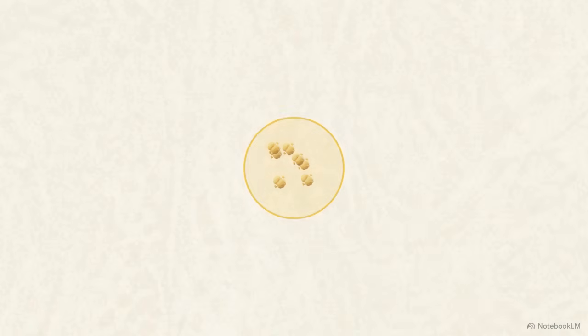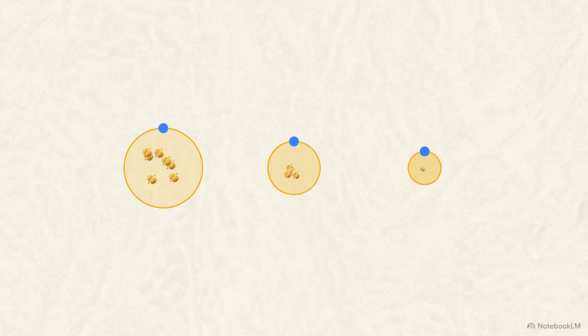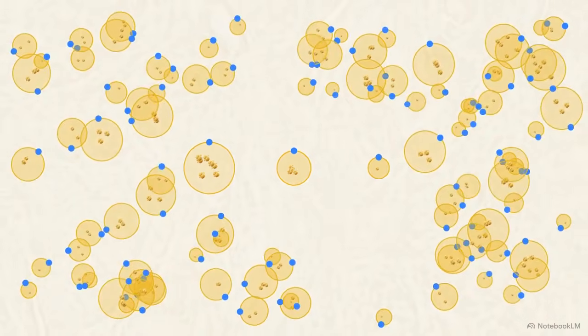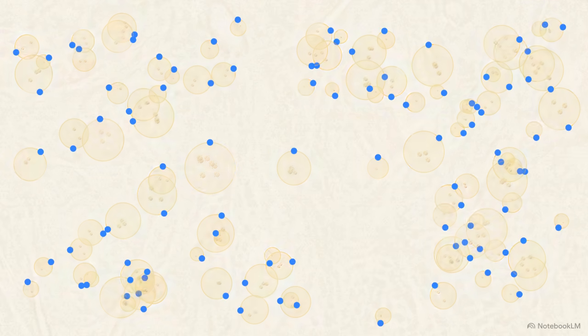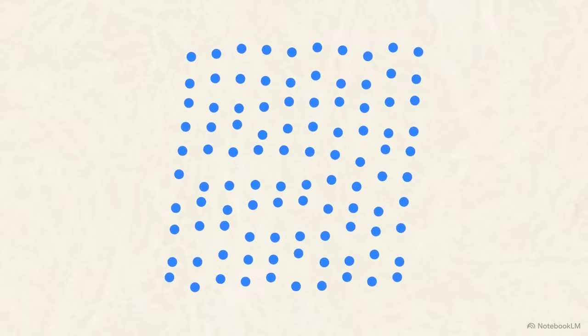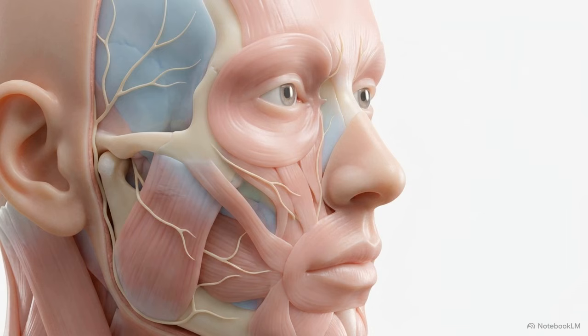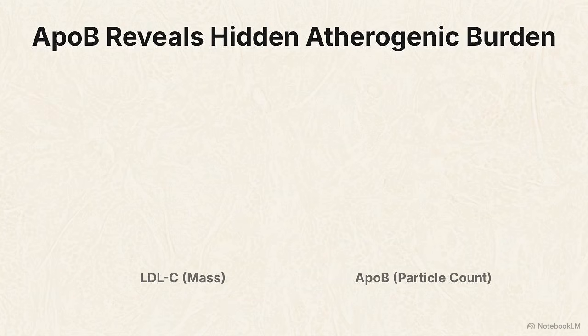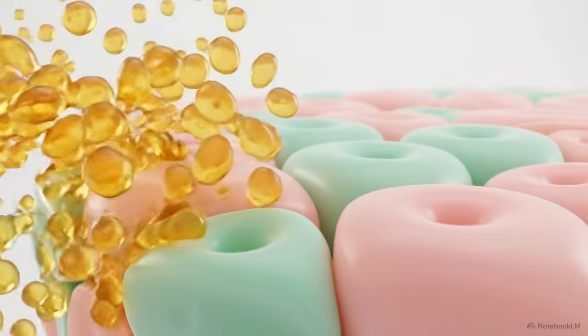Human biology follows a rigid stoichiometric rule. Every single atherogenic particle carries exactly one ApoB protein on its surface. Measuring the total serum concentration of ApoB provides an exact count of circulating dangerous particles, independent of the cholesterol mass inside them. This particle count reflects the cumulative risk in insulin-resistant patients, identifying the specific atherogenic burden that mass-based measurements often miss. The biological breakdown begins in fat tissue.